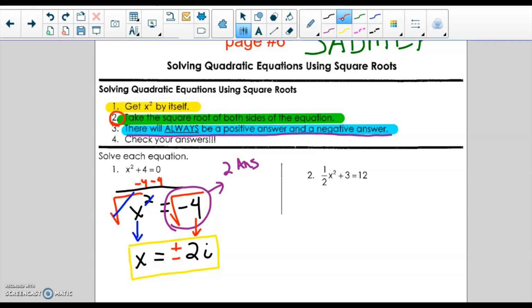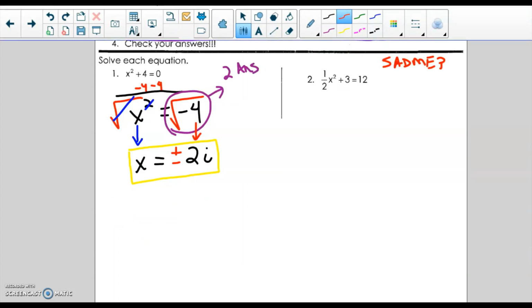All right, so I'm going to write this down up here real quick. Is there any addition, subtraction outside of a parentheses that we can do first? Yes, there is. So we will subtract 3 from both sides. So half x squared equals 9. So we have done the subtraction and addition.